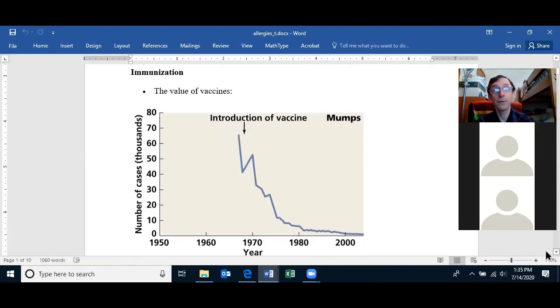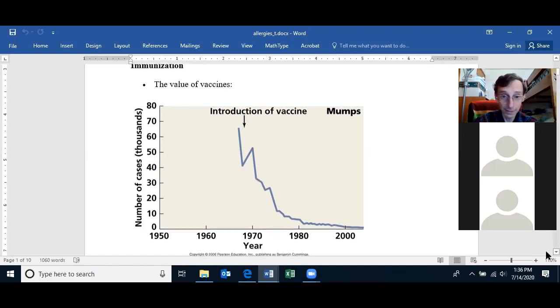All right, so this graph is showing you the value of vaccines. In about 1970, they introduced the vaccine for the mumps, and as you can see, the number of cases each year in the United States before the vaccine was around 60,000. After the introduction of the vaccine, the cases dropped precipitously, and now the number of cases each year is close to 0, but not quite. Much less than 10,000 cases. Any questions about that?